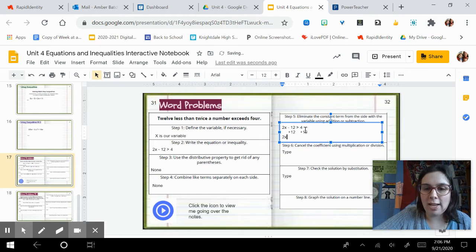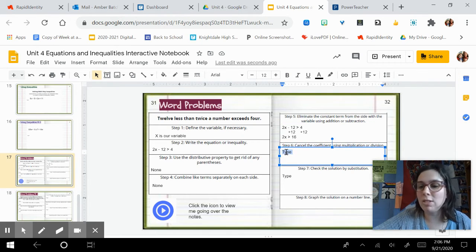All right, 2x is greater than; negative 12 plus 12 cancels out; 4 plus 12 is 16. All right, now cancel the coefficient using multiplication or division. Now remember, when you multiply or divide by a negative number with inequalities, flip the inequality symbol around. In this case, though, we don't because it's positive 2. So 2x is greater than 16. So the opposite of 2 times x is divide. So I'm going to divide 2 on both sides. And then 16 divided by 2 is 8. So x is greater than 8.